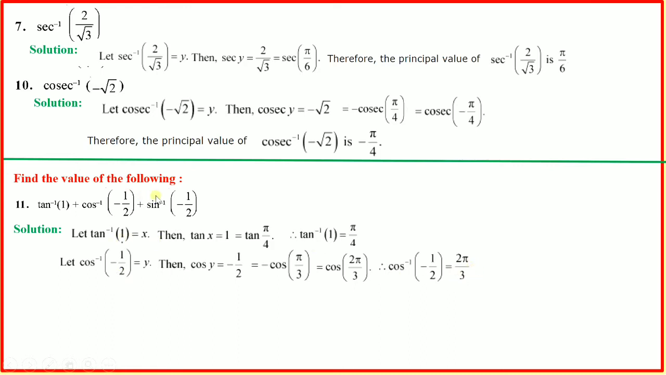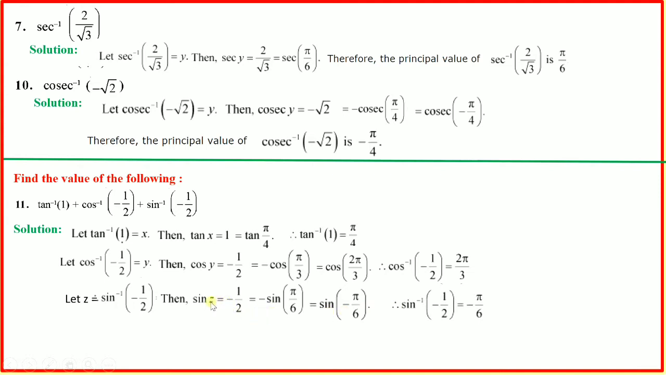The last term, let z be equal to sine inverse minus 1 by 2. This implies sine z is equal to minus 1 by 2, and keeping the minus outside, 1 by 2 is the value of sine pi by 6. Since sine of minus theta is minus sine theta, that can also be taken. So sine minus pi by 6, as in the fourth quadrant, same thing. So z is equal to minus pi by 6. Z means sine inverse minus 1 by 2.